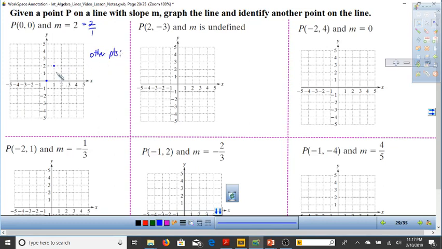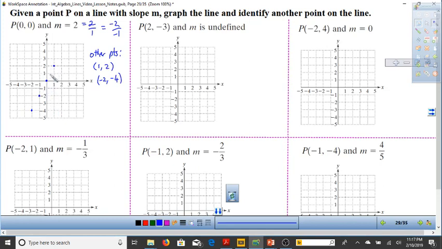So other points on this line would be 1, 2. In fact, I could also rewrite this as negative 2 over negative 1 because a negative divided by a negative is still a positive. So I could have gone down 2 over to the left 1, and I could have done it multiple times. So another point I could have written would have been negative 2, negative 4, or I could have done negative 1, negative 2.